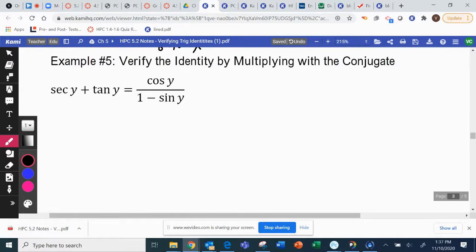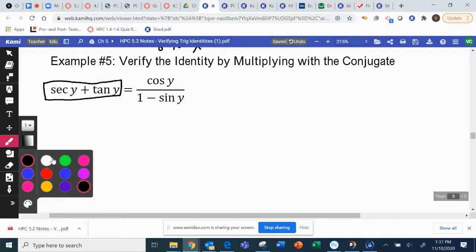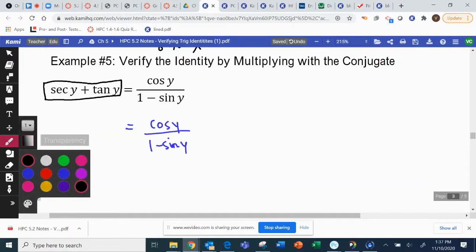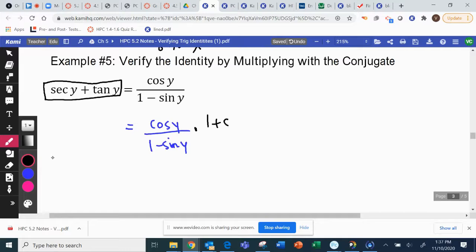All right, so let's try it on this one. If I'm going to multiply by the conjugate, hopefully you guys know that I'm going to box in this side. I'm multiplying by the conjugate. So I'm going to have cosine y over 1 minus sine y multiplied by 1 plus sine y over 1 plus sine y.